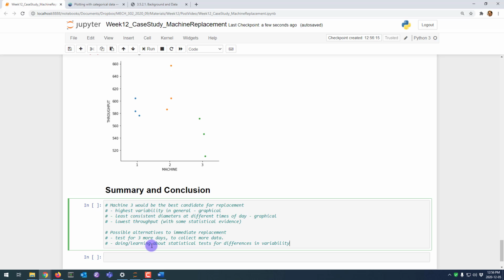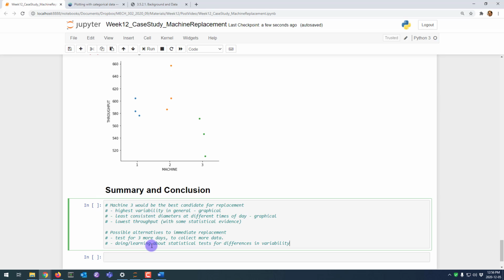For the purposes of MEC 302, I will only ask you to apply the 3 tests we've seen: t-tests, chi-squared tests for proportions, and the ANOVA for multiple mean comparisons. But obviously there's a wide world of things outside of that. I would just ask you to think about what kind of tests you would look for and why as a follow-up to one of these kinds of case studies.